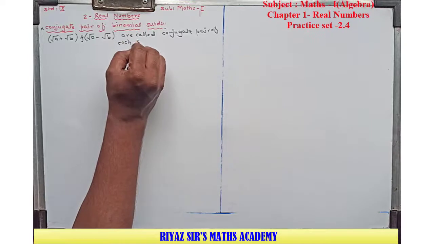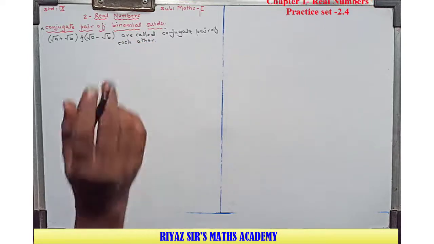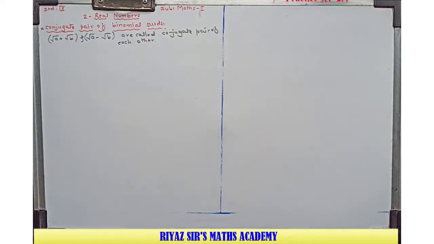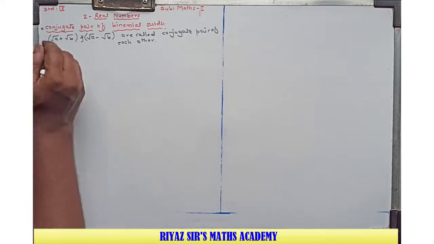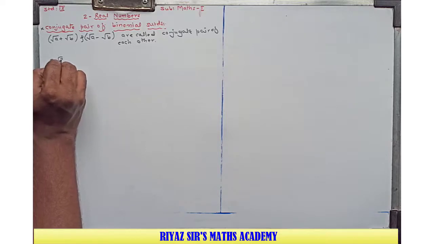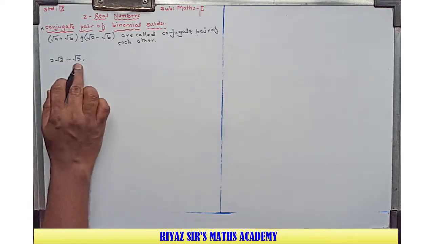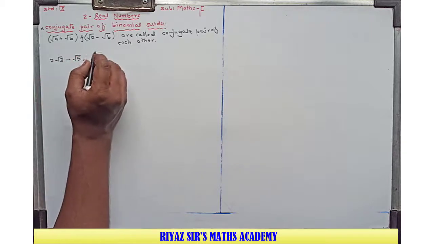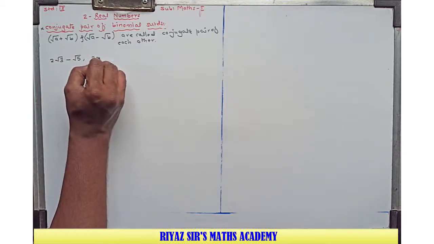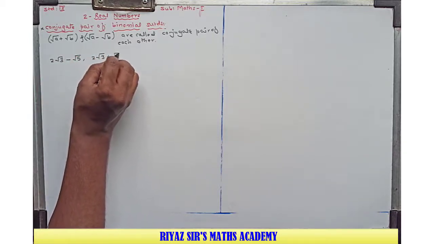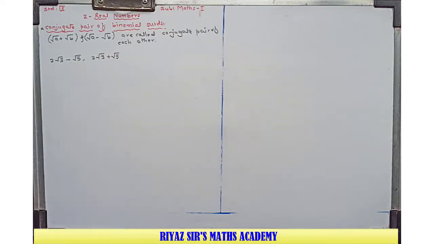So what is conjugate? Only we have to change the middle sign. अगर प्लस साइन रहेगा तो उसको माइनस करना है और अगर माइनस साइन रहेगी तो उसको क्या लिखना है? प्लस लिखना है. For example 2√3 minus √5. Okay, so conjugate of this 2√3 minus √5. This is binomial because containing two terms. So the conjugate of this is 2√3 plus √5. Only we have to change the sign. So उसको हम क्या बोलेंगे? एक दूसरे के conjugate बोलेंगे.